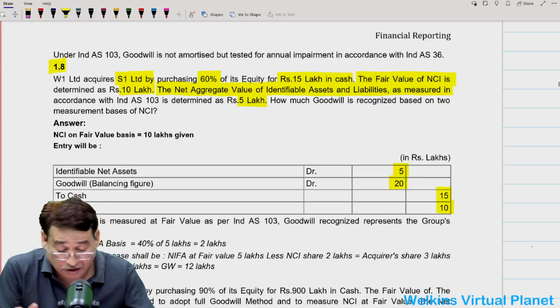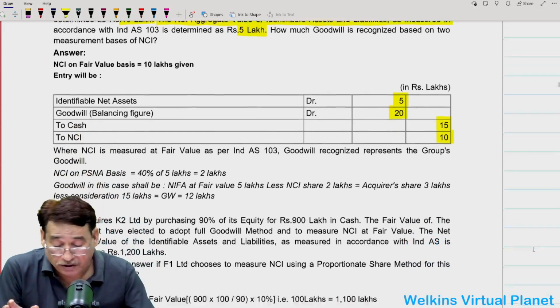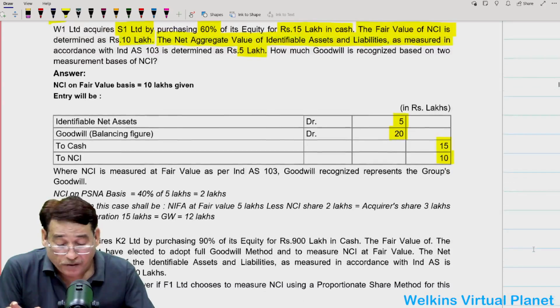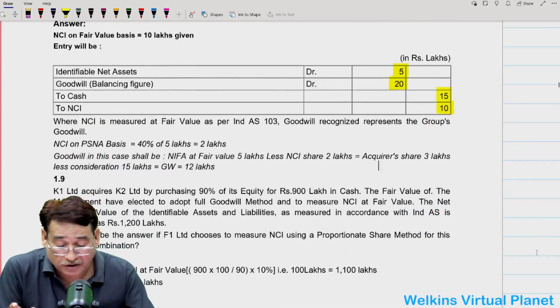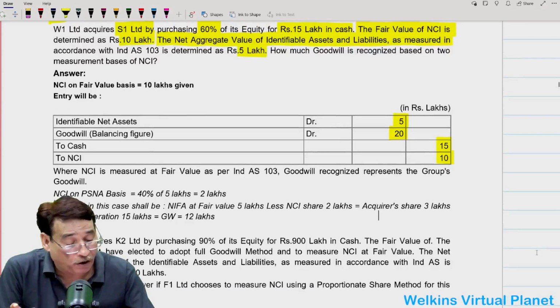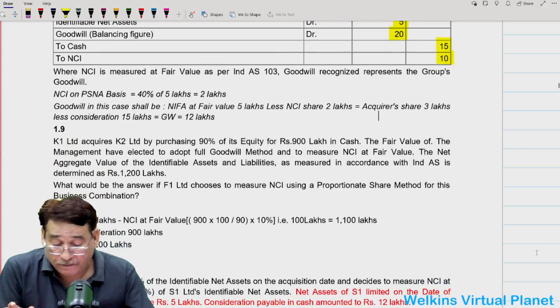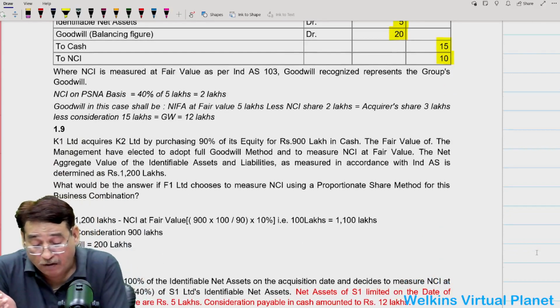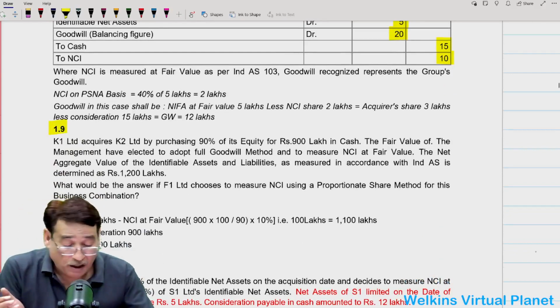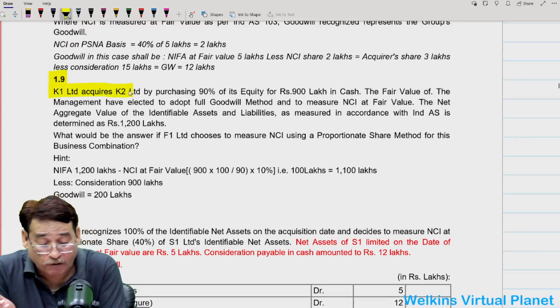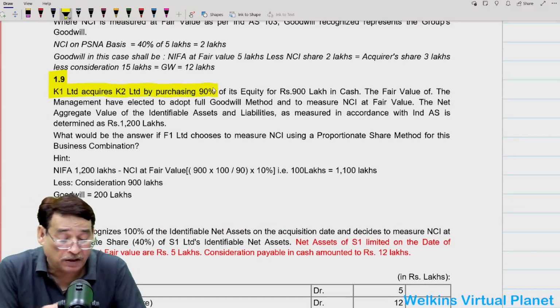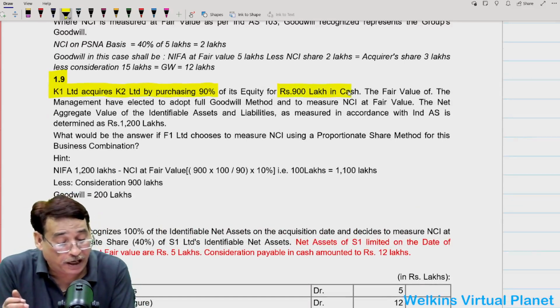So, this is an interesting question, because in this particular question they have straightaway asked you the amount of goodwill, and then they have asked you the entry. Then question 1.9. Actually, you should be in a position to do this question on your own. K1 Limited acquires K2 Limited by purchasing 90% of equity shares for 900 lakh in cash.